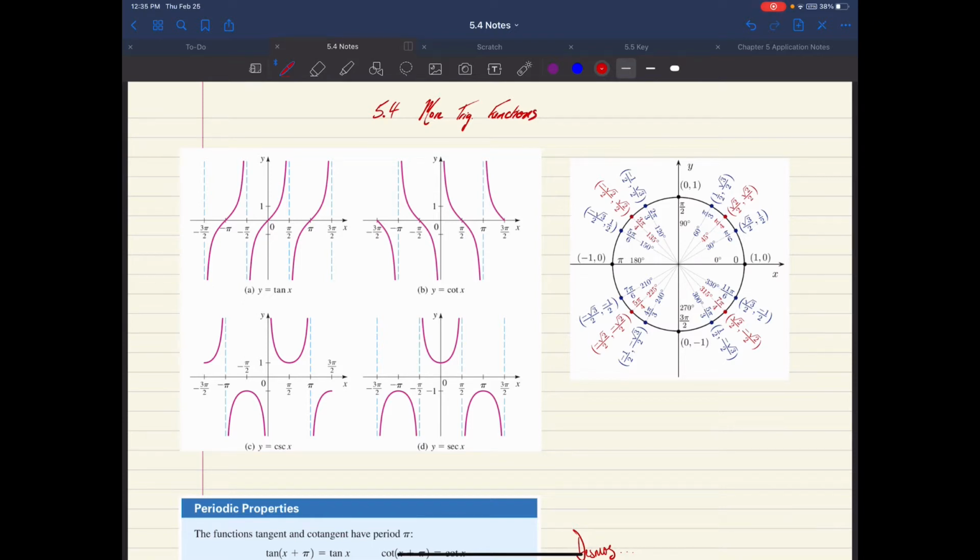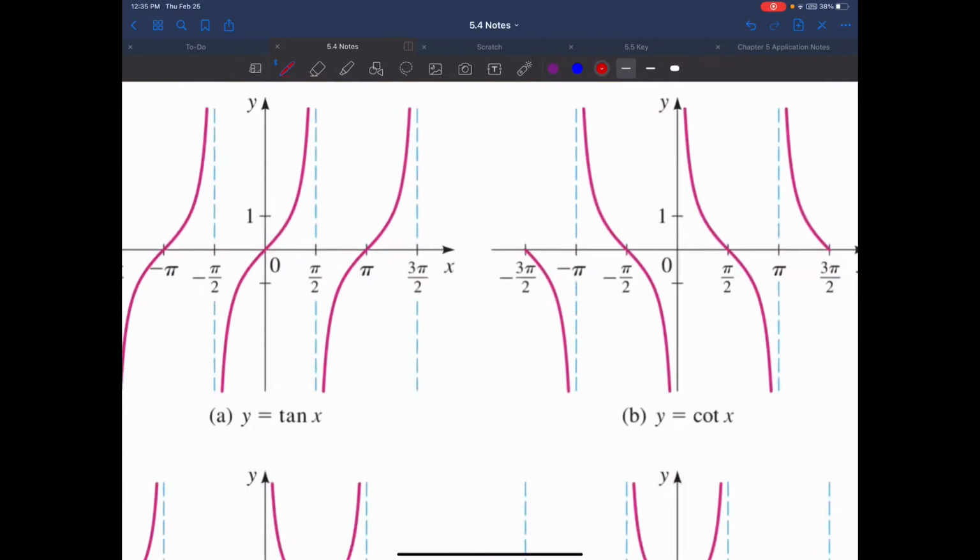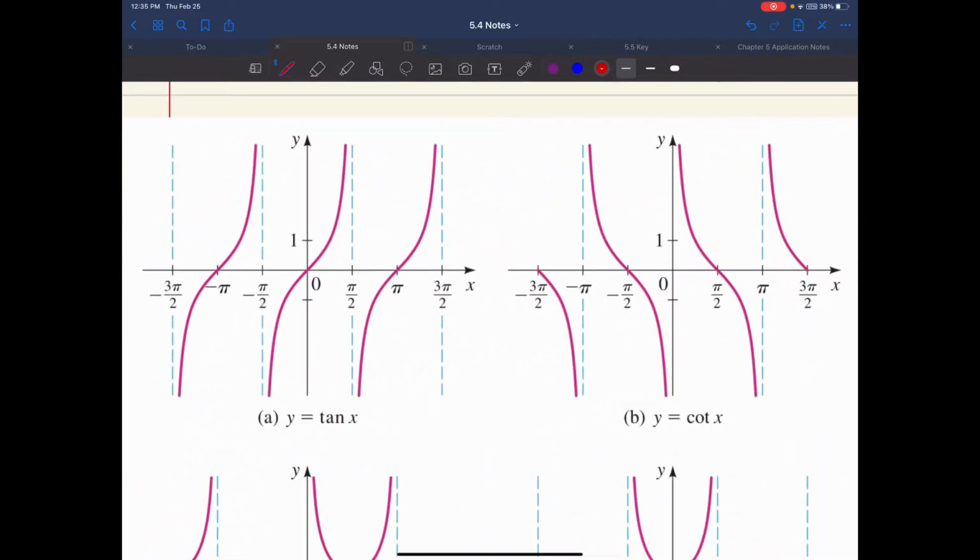So here we have the four graphs: tangent, cotangent, cosecant, and secant. Now I'm going to focus on tangent. It's really the only one we're going to spend a little more time on. If I zoom in there, you can see that tangent has a period of pi. From negative pi over 2 to pi over 2, that's a distance of pi, and then it just repeats every pi.